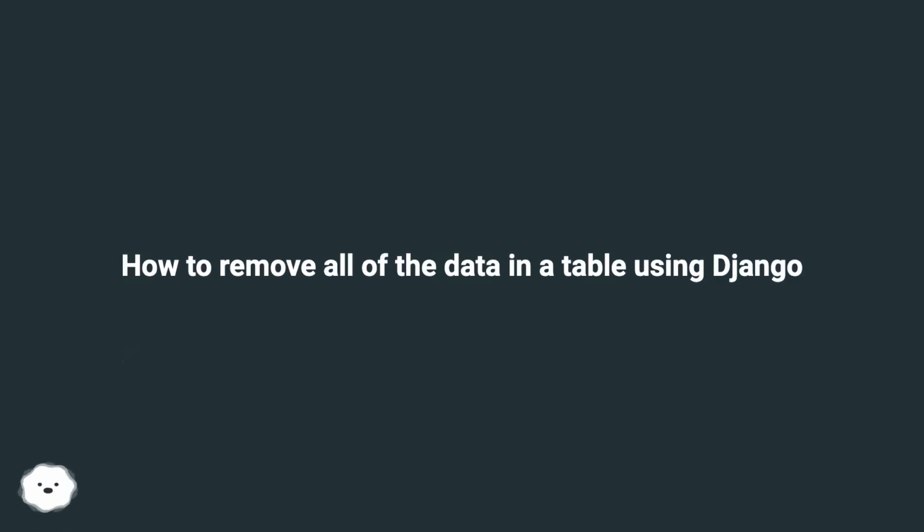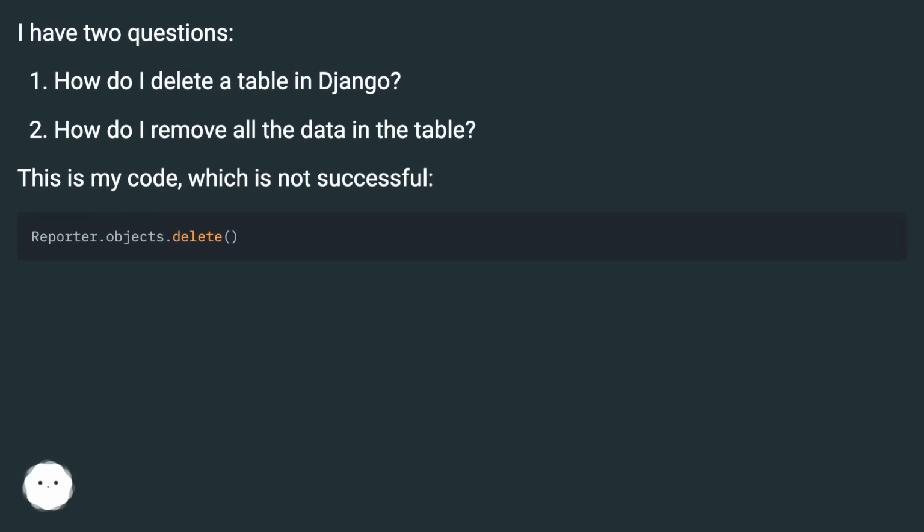How to remove all of the data in a table using Django. I have two questions. How do I delete a table in Django? How do I remove all the data in the table? This is my code which is not successful.